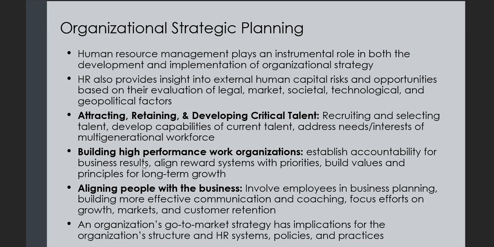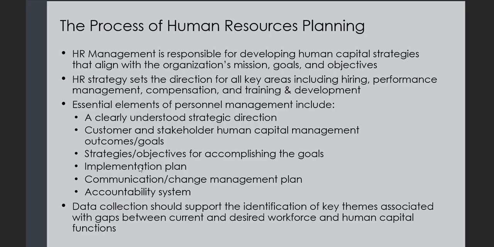Then we move on to building high-performance work organizations. These establish accountability for business results, while also aligning reward systems with priorities and building values and principles for long-term growth. Aligning people with the business. This involves employees in business planning, building more effective communication and coaching, as well as focus efforts on growth, markets, and customer retention. An organization's go-to-market strategy has implications for its structure and HR systems, policies, and practices. HR must ensure that people strategies support market strategies.